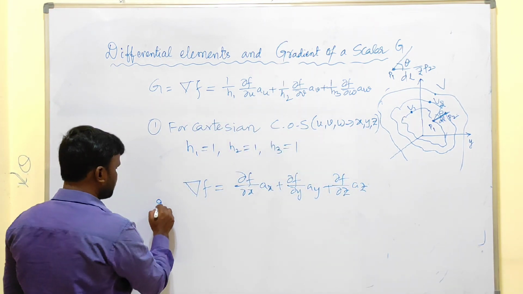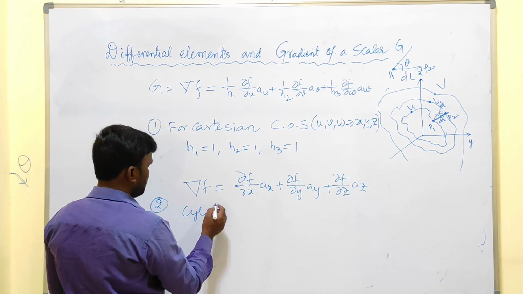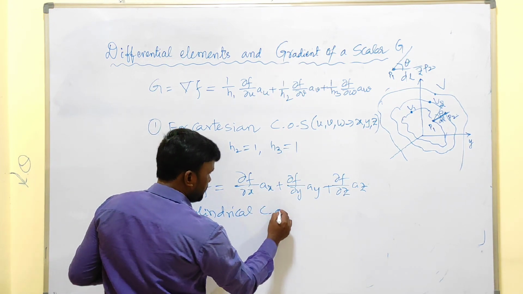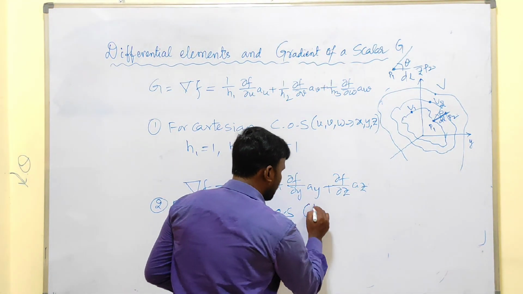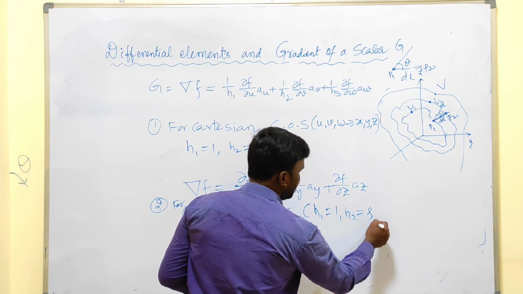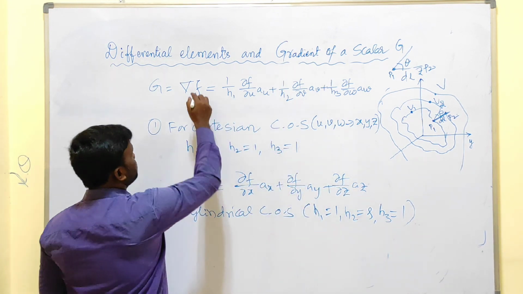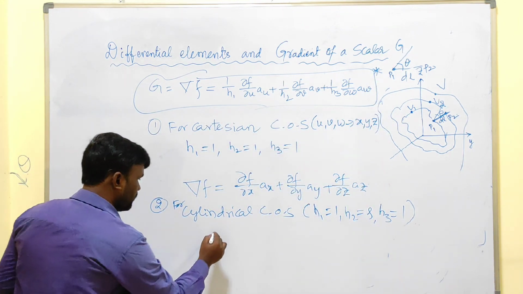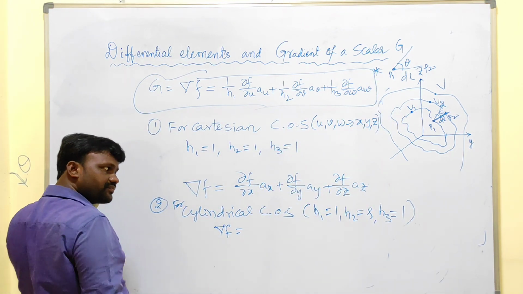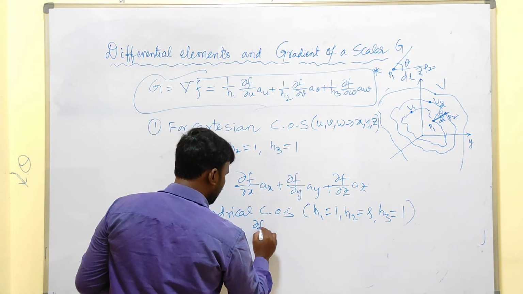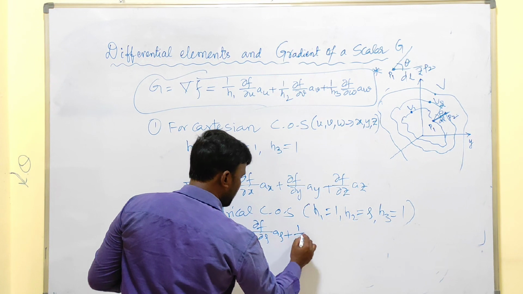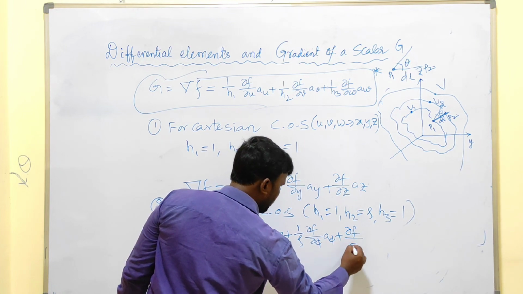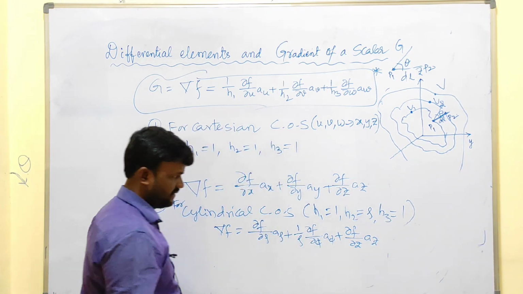Similarly, for the cylindrical coordinate system, h1 equals 1, h2 is rho and h3 is 1. Substitute in this one. Then we have del f equals dou f by dou rho, a rho plus 1 by rho dou f by dou phi, a phi, and the last one is the same as in the Cartesian coordinate system, dou f by dou z, az.